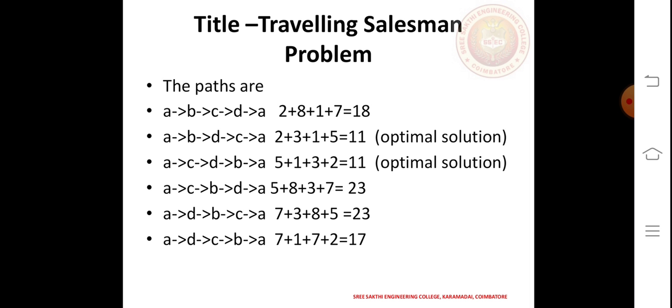While traveling, we get a set of solutions like this, and among these solutions, the second and the third solutions are A to B, B to D, D to C, and C to A, which has a weight of 2 plus 3 plus 1 plus 5 equals 11. Another path is A to C, C to D, D to B, and B to A, which has a weight of 5 plus 1 plus 3 plus 2 equals 11. Among these many solutions, 11 is the smallest weight, and we conclude that these two are the optimal solutions.